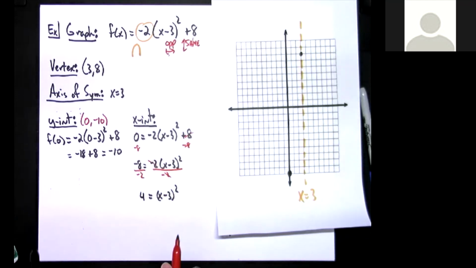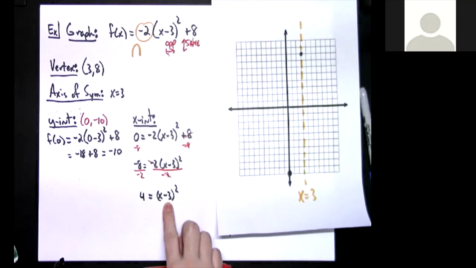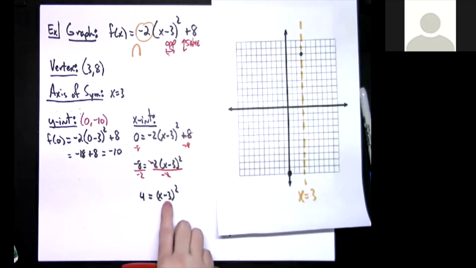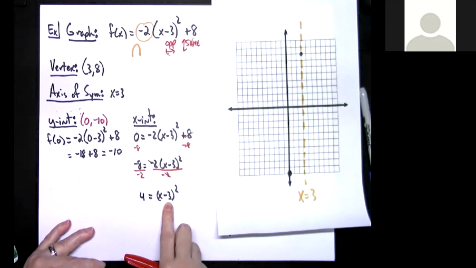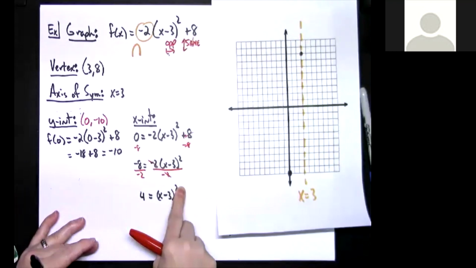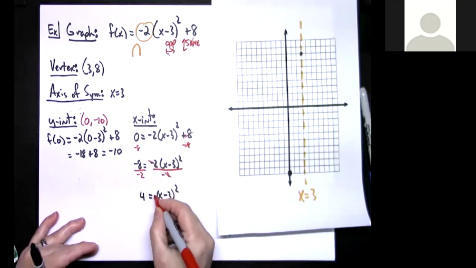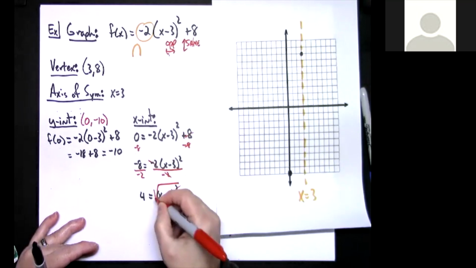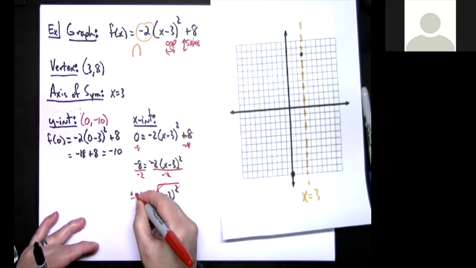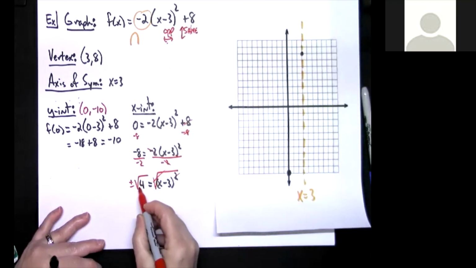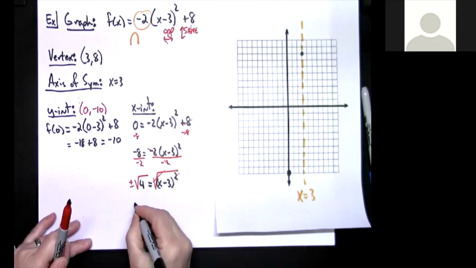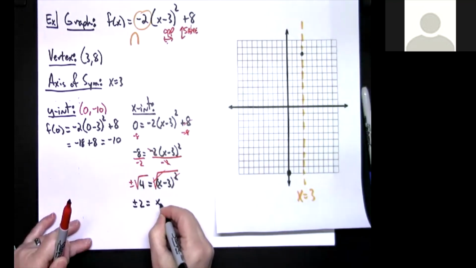Now at this point, so many people want to FOIL this out. There's nothing that says you can't. You could FOIL this out, move everything over, and then hopefully factor it, if not, use the quadratic formula. But I can also just take the square root of both sides at this point. This is an isolated term, a binomial, but still an isolated term that has been squared. So I can take the square root of both sides. The square and square root go away. When I square root this side, I do want to make sure I remember that plus or minus. That's going to be plus or minus 2. So I've got plus or minus 2 is equal to x minus 3.